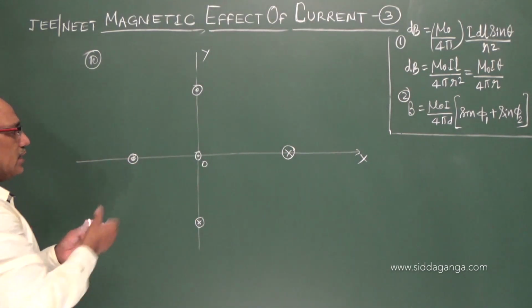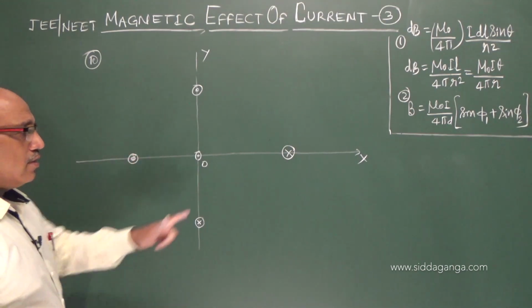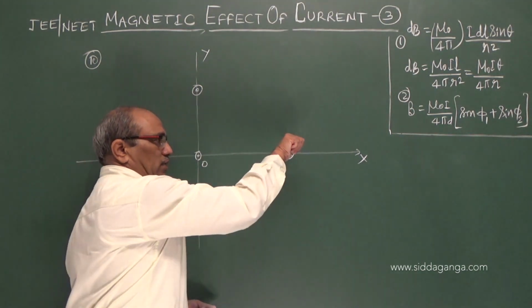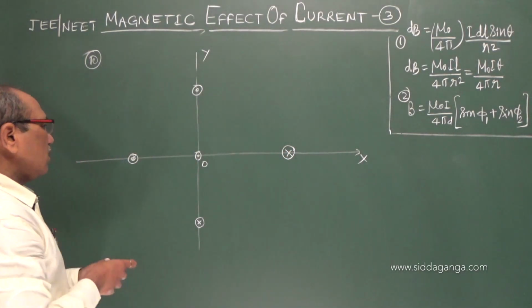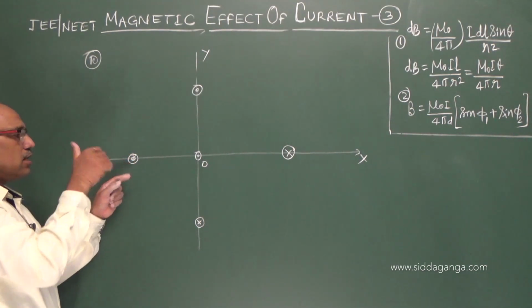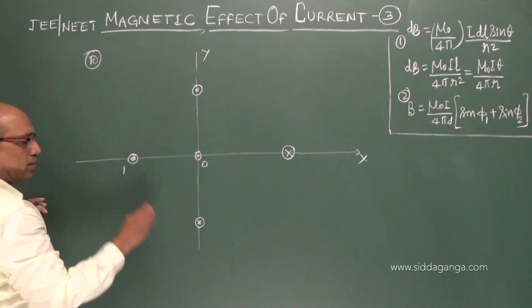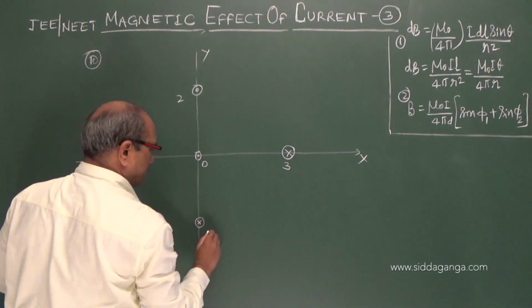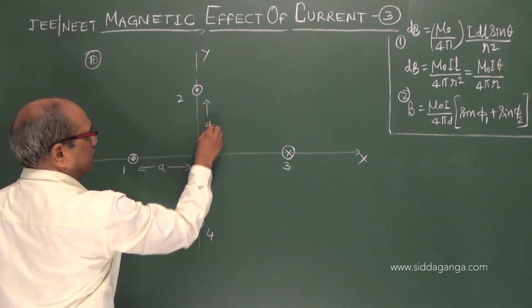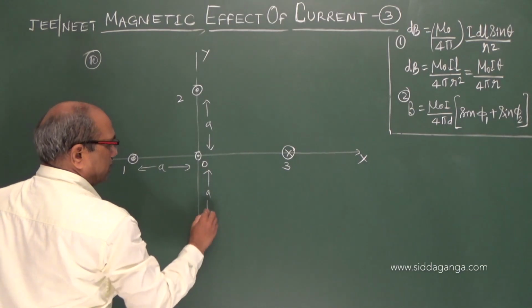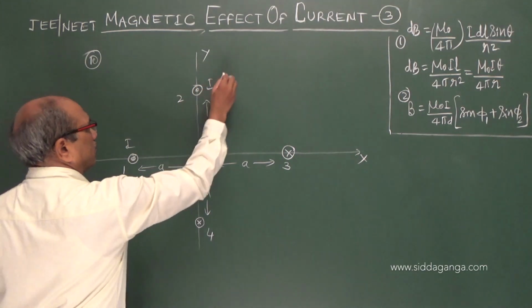Dot showing means current is towards us, perpendicular to the board. If it is a cross mark, current is inward. How to find the field here? XY plane. Let us imagine the current is out of the board. See the direction. If I call them 1, 2, 3 and 4, see at this position, they given these distances are same, A and A. Current also same in all.